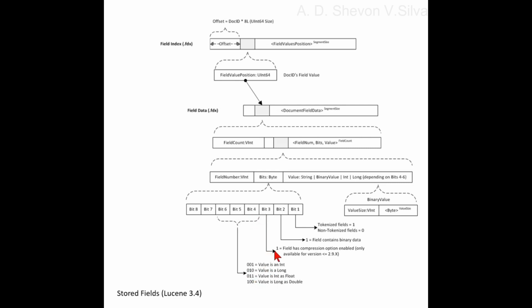Bit 3, when 1, means the field has the compression option enabled, only available for version less than or equal to 2.9.x. Bit 2, when 1, means the field contains binary data. Bit 1 is the tokenize flag: 1 means tokenized and 0 means non-tokenized. So it will be here: bits and bits byte. Here is the value, a string, binary value, or int or long depending on bits 4 to 6. With the binary value, the value size is a VInt and then the bytes are of that value size.